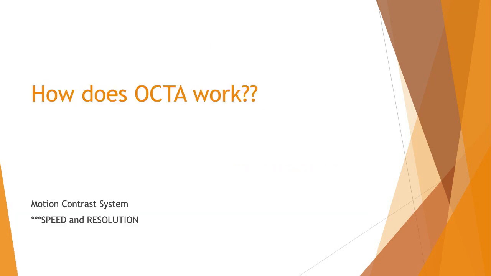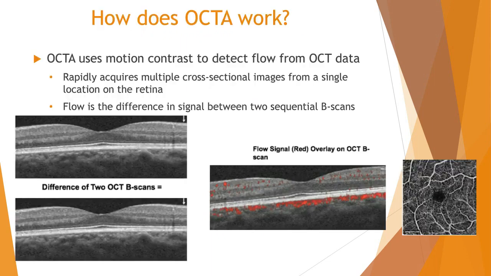How does it work? Again, it works on a motion contrast system. You're going to take two sequential images, B-scan images that you can see on the left-hand side. The machine is going to look for subtle differences in signal between those two B-scans. Any difference in signal is going to be interpreted as flow. Flow is going to be represented on that middle picture we call the B-scan with flow overlay image.